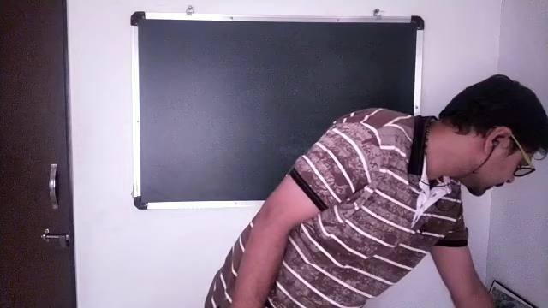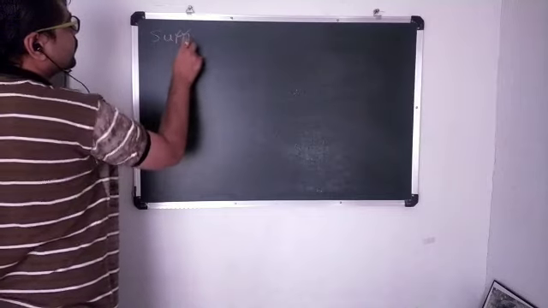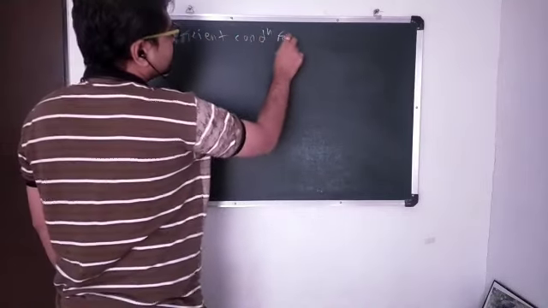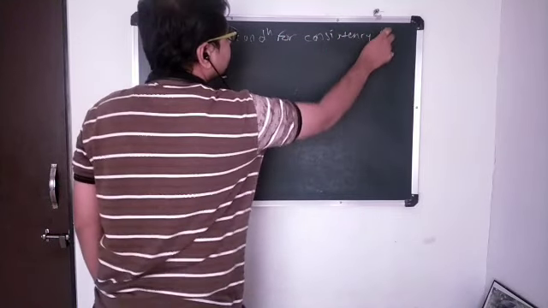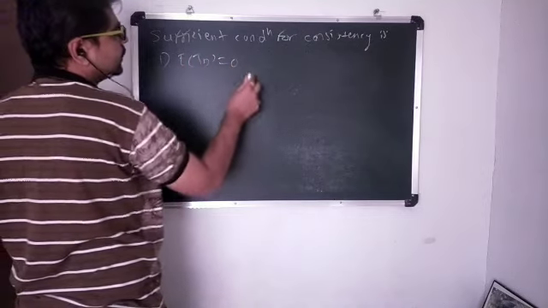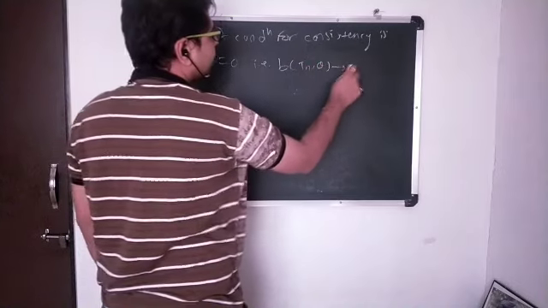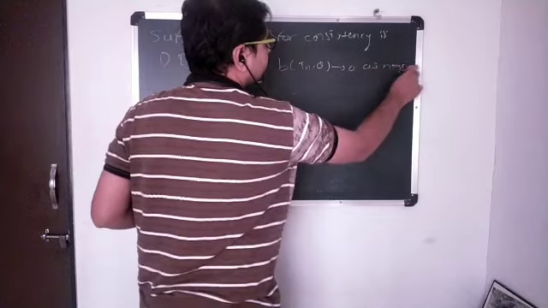Today we are going to see some more examples of consistency. We have seen the sufficient condition for consistency. The first condition is that the expected value of Tn is equal to theta, that is, the bias of Tn tends to 0 as n tends to infinity.